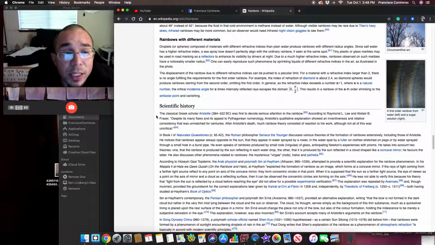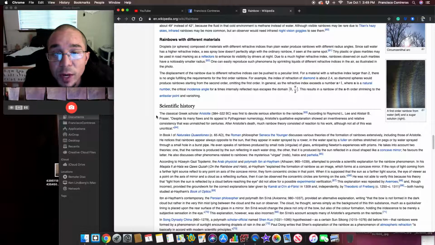Tiny plastic or glass marbles may be used in road marking as reflectors to enhance visibility by drivers at night due to a much higher refractive index. Rainbows observed on such marbles have a noticeably smaller radius. One can easily produce such phenomena by sprinkling liquids of different refractive indices in the air, as illustrated in the photo.